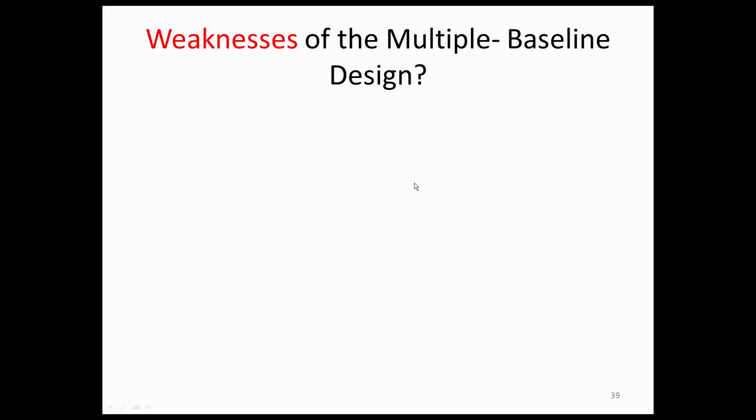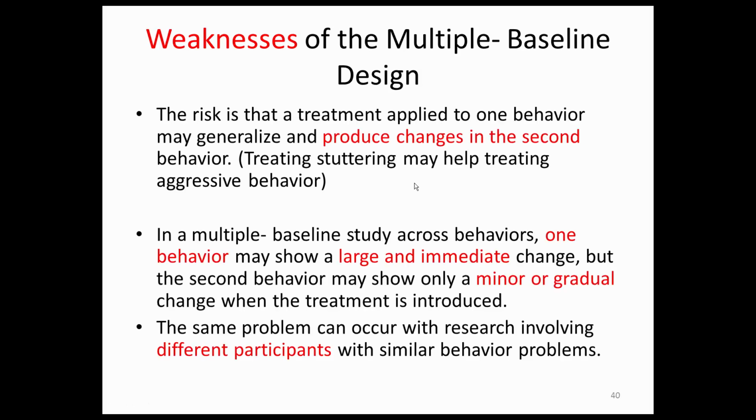So what is the weakness of multiple baseline design? One risk is that the treatment applied to one behavior produces changes in the second behavior. For example, your treatment on yelling also may help a change in crying behavior, or treating stuttering may help treating aggressive behavior. The other one is sometimes when you're doing multiple baseline on two different behaviors, one behavior may show a large and immediate change, but the other one doesn't show a large and immediate change.